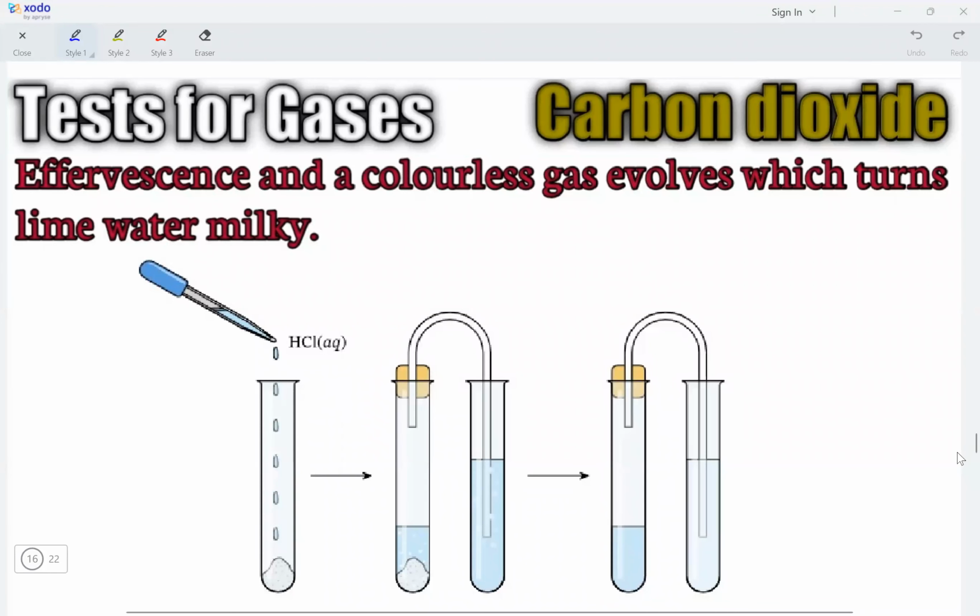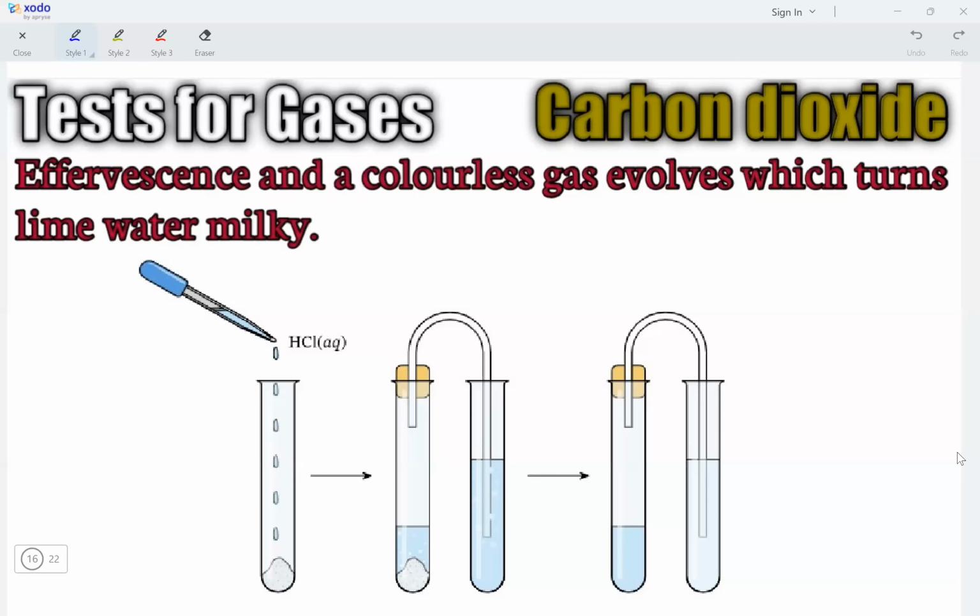The first gas we will be testing for is carbon dioxide. So carbon dioxide is produced when a strong acid is added to either solid carbonate salt or a solution of an aqueous carbonate. Here in this diagram, we have a solid carbonate salt present inside a test tube to which we are adding HCl. And when we add HCl, if you can see in the middle diagram, there are a few bubbles forming. This is called effervescence, and these are bubbles of CO2 gas.